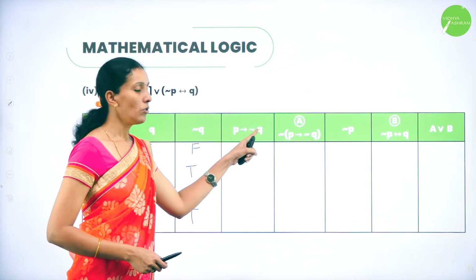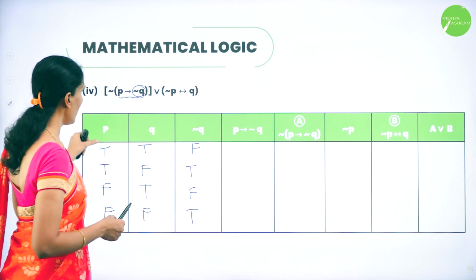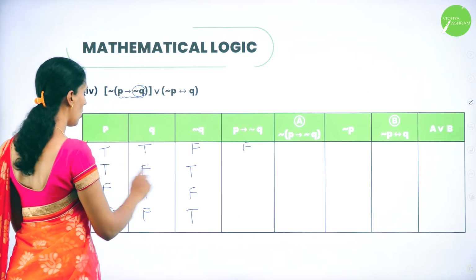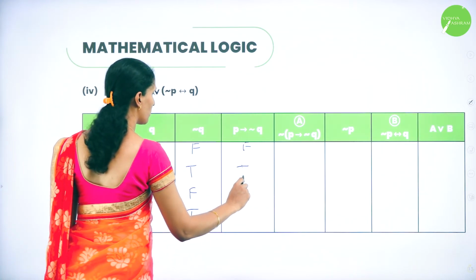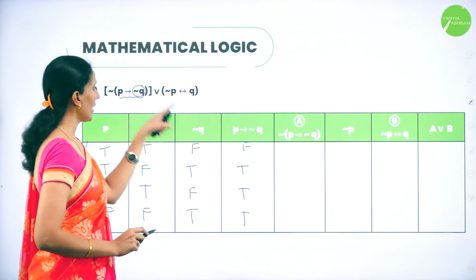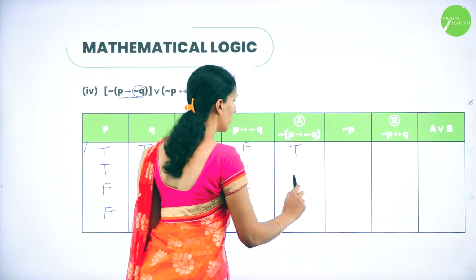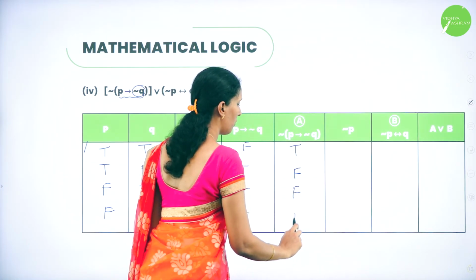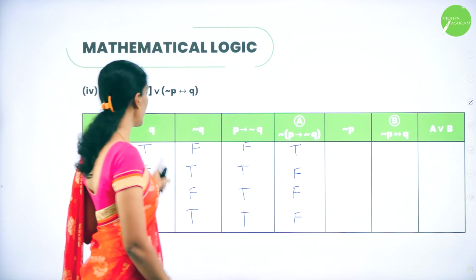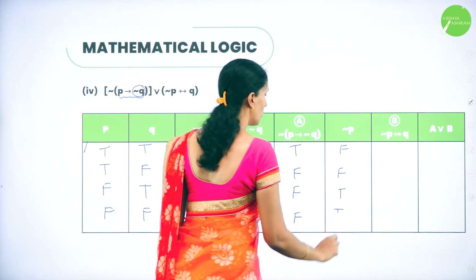Now P implies negation Q. P must be true, Q must be false. In all the other cases, it is true. So P is true, Q is false, it is false. In all the other cases, it is true. Next, we have outside, the negation of this one. So the negation of this one is true, false, false, false. Let's come to the second statement. We have negation P. Negation P is false, false, true, true.